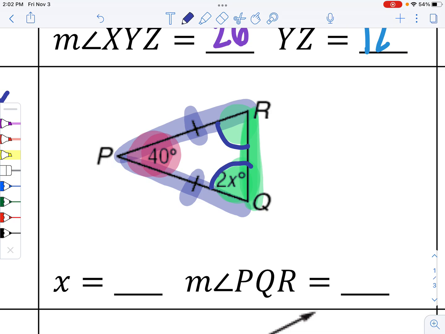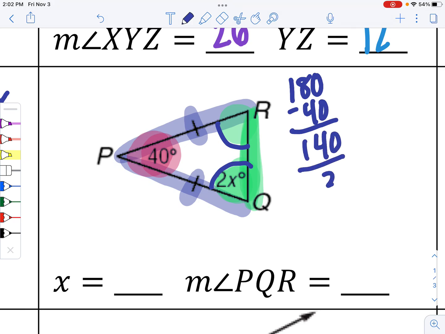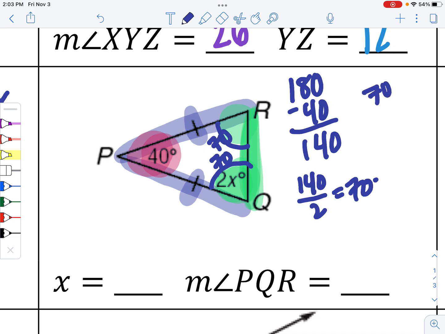Several ways you can do this. You could go 180 minus 40 is 140. 140 divided by 2. So I'm going to do that real quick. 180 minus 40 is 140. We know that that's going to be divided by 2, let me write this out a little bit better. 140 over 2 is 70. So each of those is going to be equal to 70. 70 and 70. So I can take 70 and set it equal to 2x, and then x is 35. So that's one way you could do it.